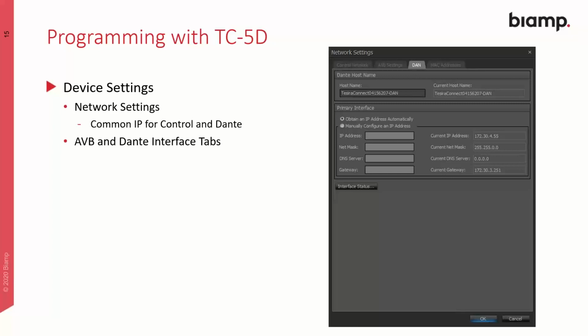On the Dante tab, you'll note that you could actually configure the IP address. This is an unintentional feature. If you do, you may either cause problems or the settings will not take from here. As I said, the control and Dante interfaces share an IP address. You can have different host names, but you cannot have a different IP address. So in future updates to the Tesira software, this will be essentially grayed out and a read-only tab. But for now, it is recommended not to try to change any settings here other than, as I said, the host name.